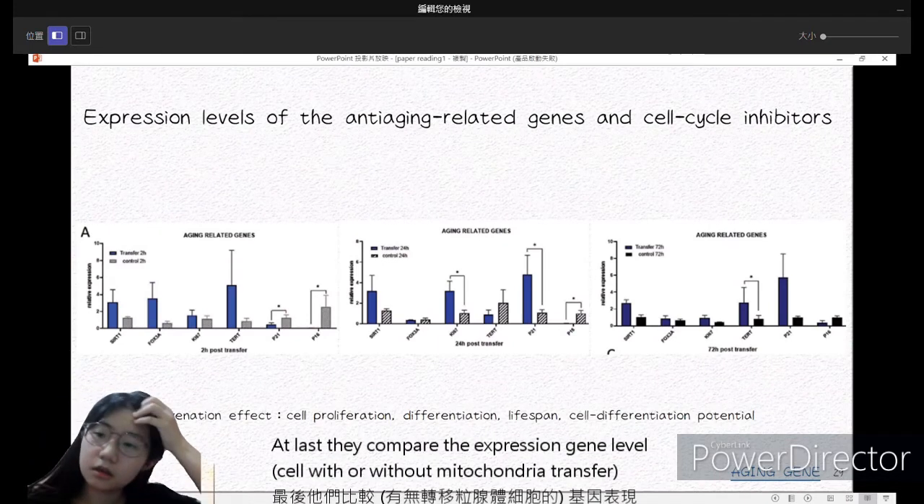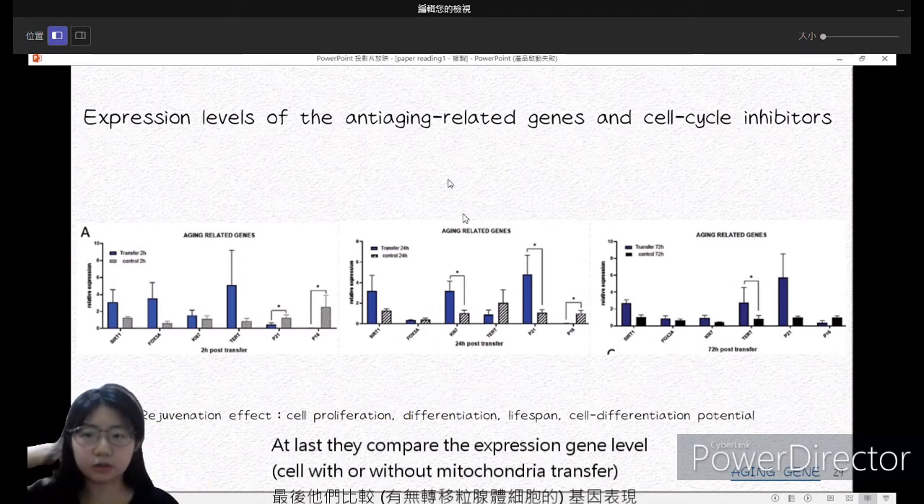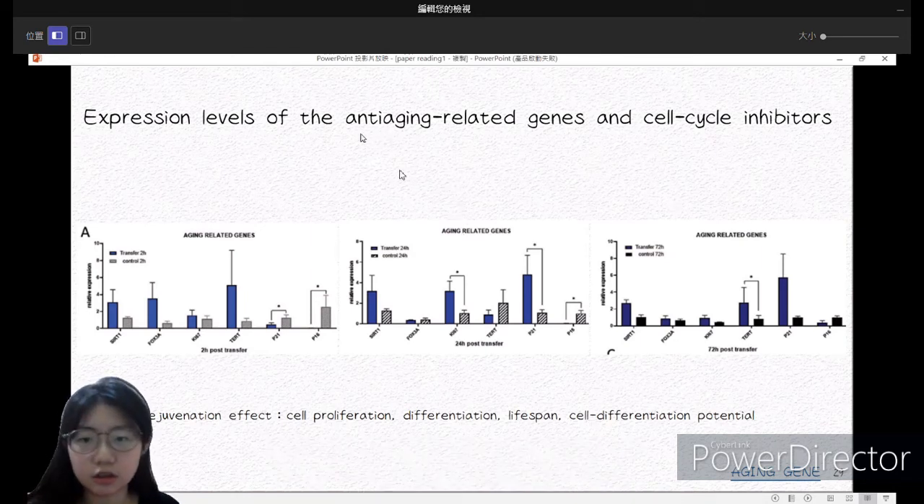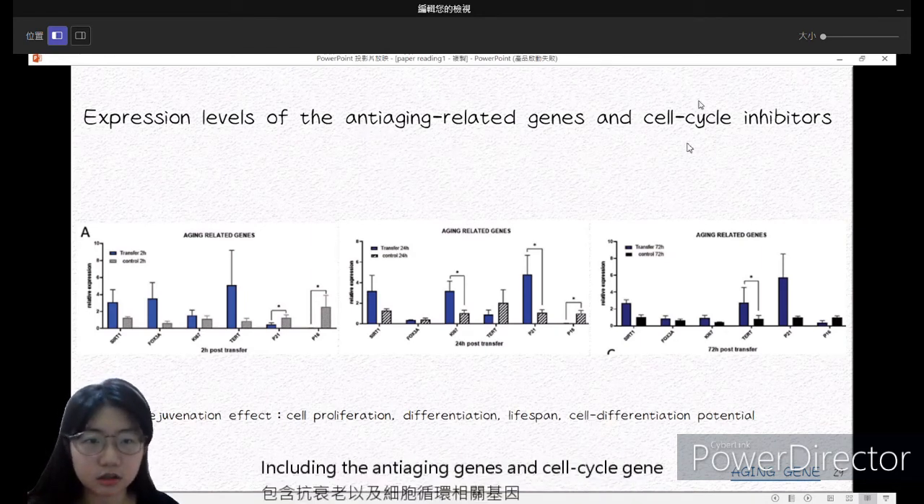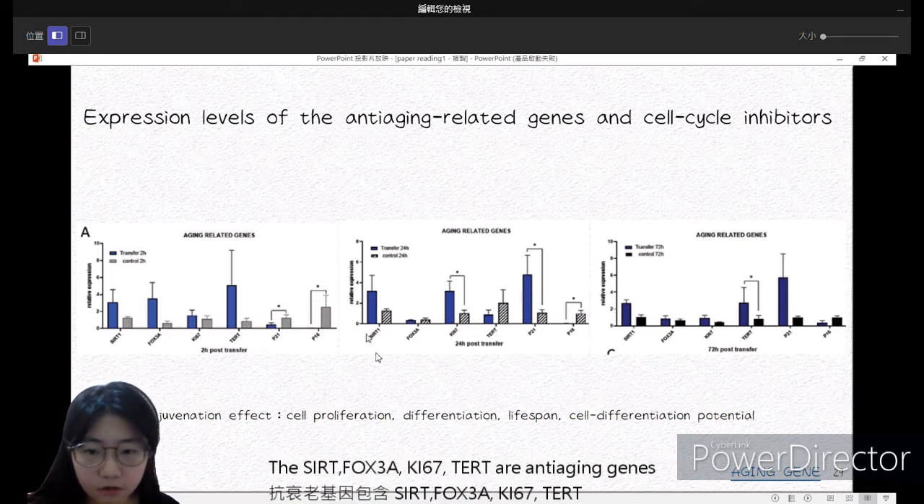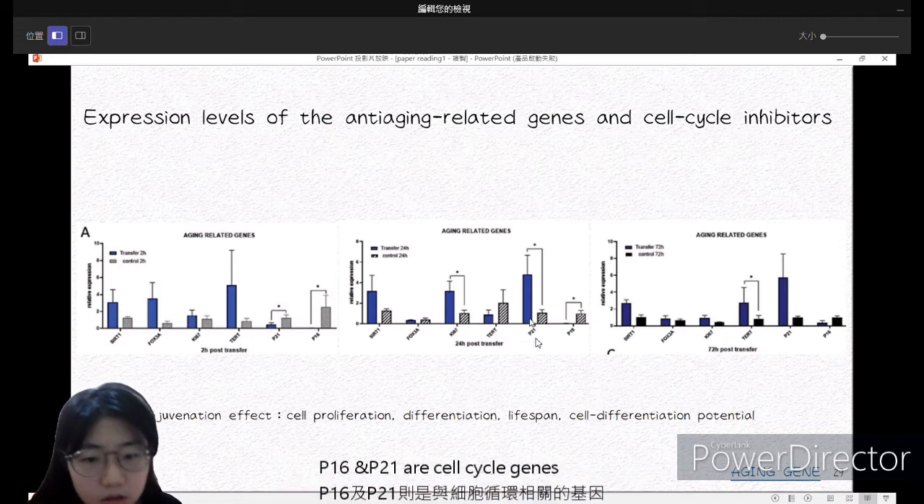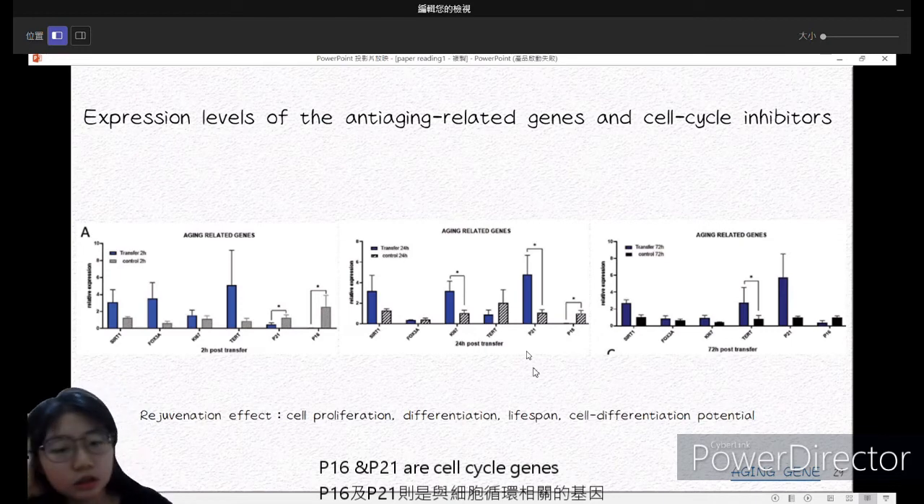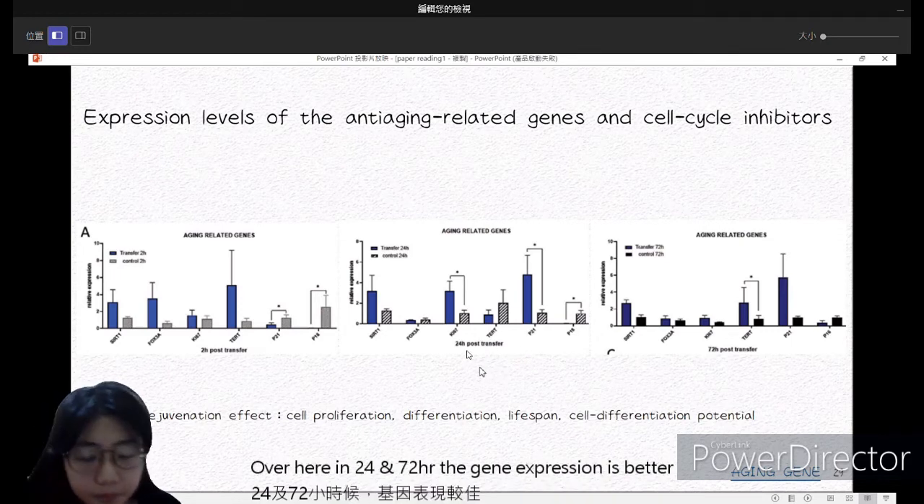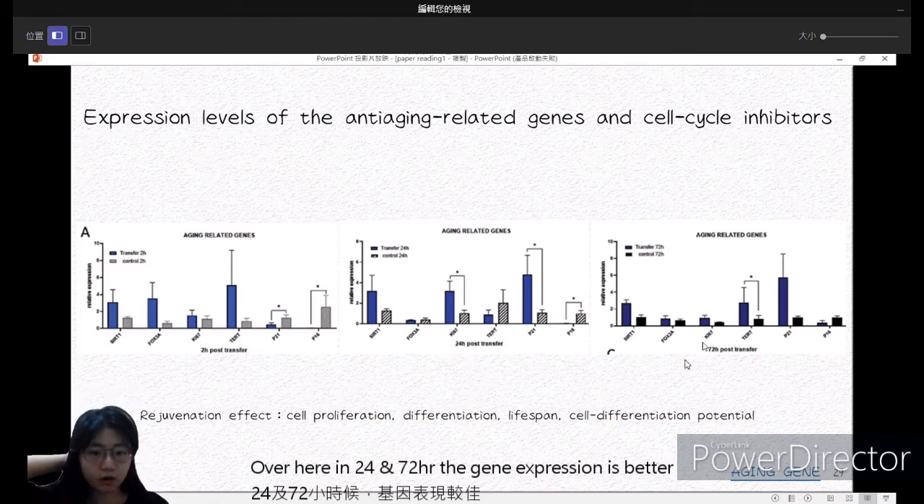At last, they compared the gene expression levels, including the anti-aging related genes and cell cycle genes. The SRT, FOXO, K160, TRT are the anti-aging related genes, but the P21 and P16 are the cell cycle genes. So we could see over here the genes are different at 24 and 72 hours. The gene expression is better.